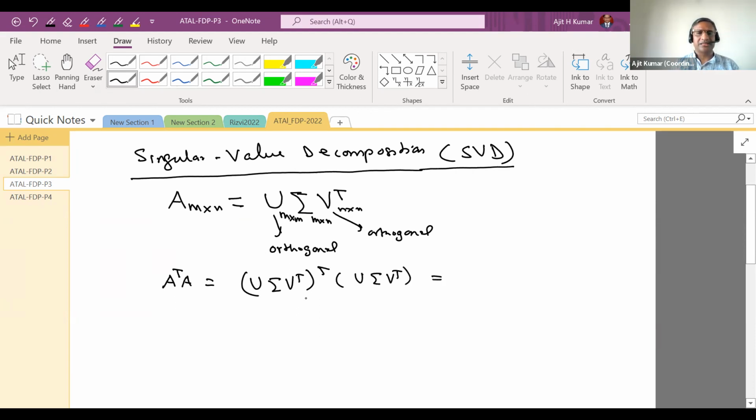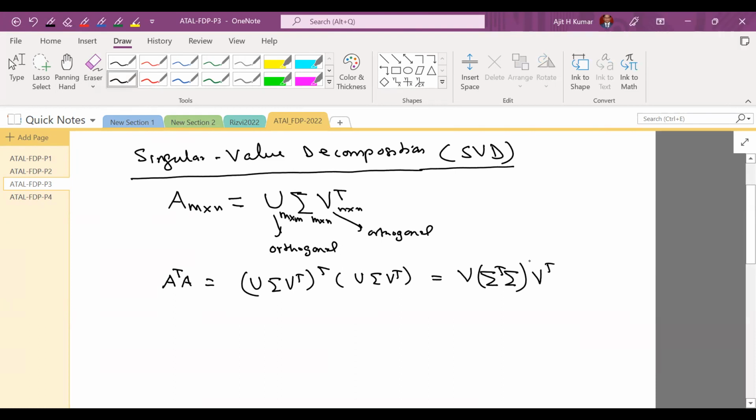If you simplify this, what are you going to get? This is going to be U sigma V times sigma transpose U transpose times U, and U transpose U will be the identity matrix. So what you are going to get is V, sigma transpose sigma, and the last one is V transpose. Wait, the first one is not V transpose, right? Because it will become transpose of transpose, which is V into V transpose. You can correct me in case I'm making a mistake.